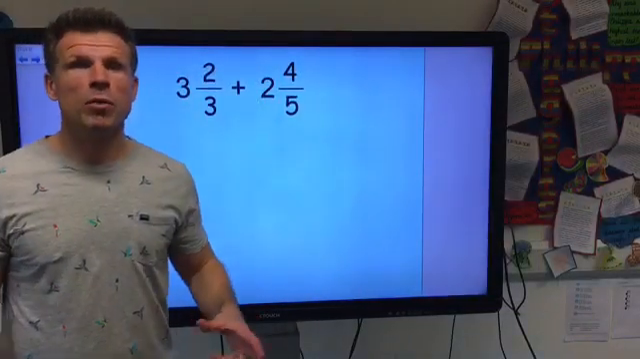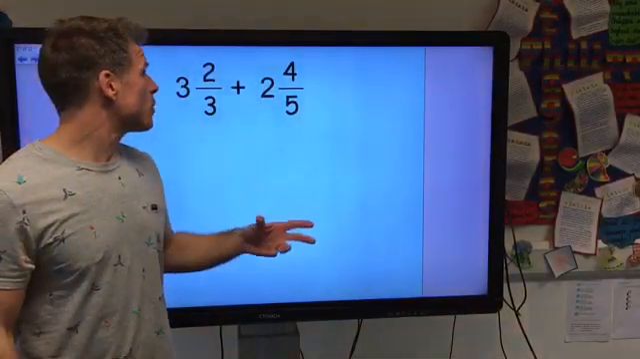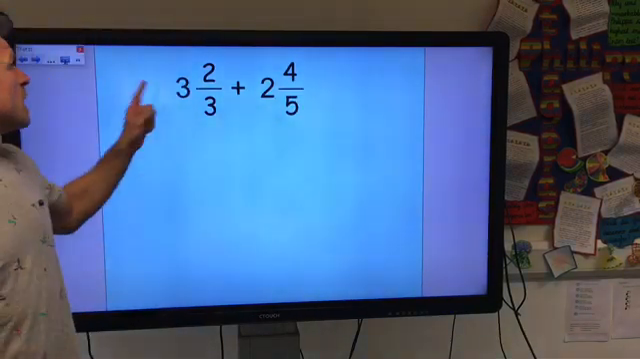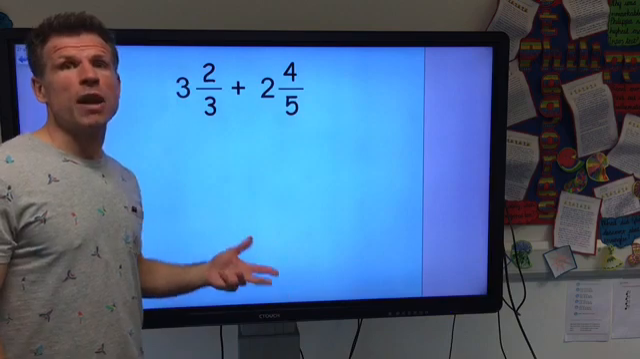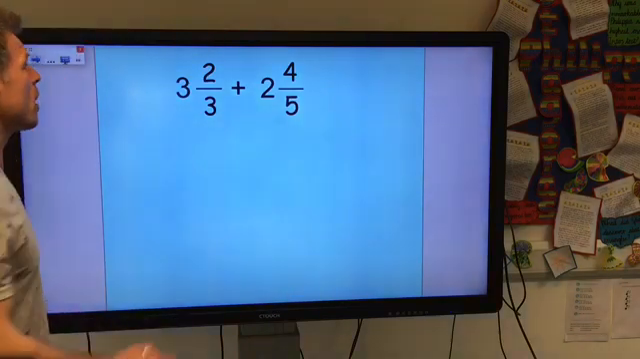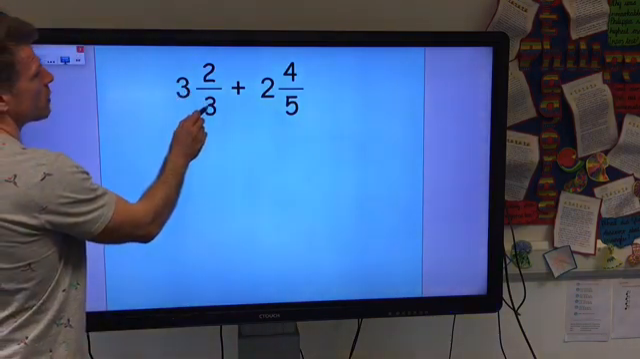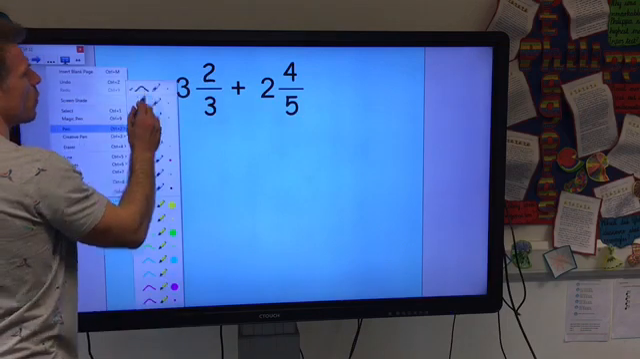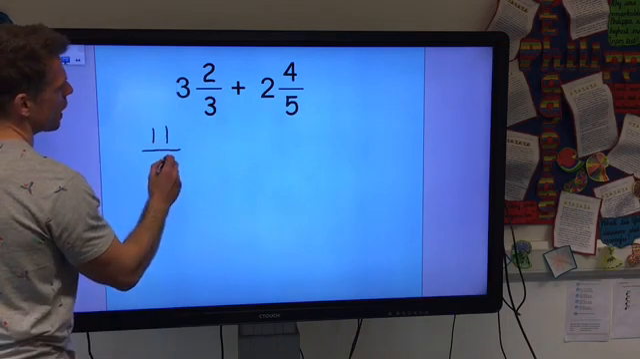Okay, so now we're going to move on to adding mixed numbers. So the first thing we're going to do is we're going to turn these mixed numbers into improper fractions. So can you remember how we did it before? You multiply 3 times 3, which makes 9, and add the 2 to make 11. So we've got 11 thirds here.